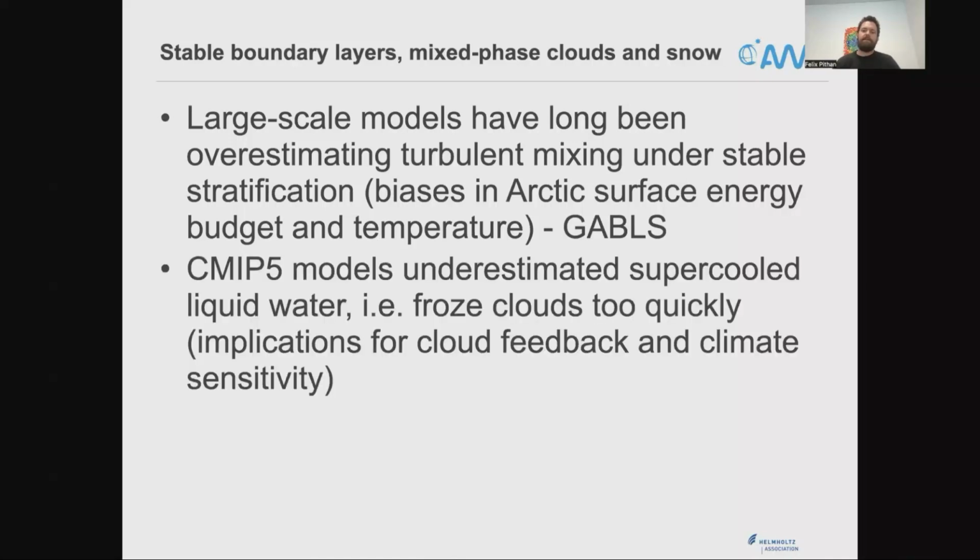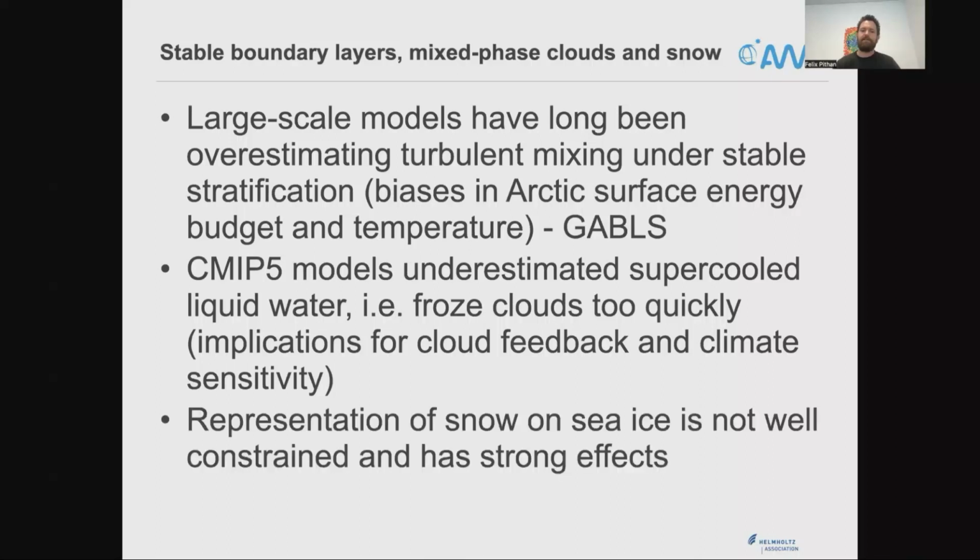CMIP5 models have tended to underestimate supercooled liquid water, so cloud condensate was frozen at too warm temperatures in these models. And we know that has important implications for cloud feedback and thus climate sensitivity. And the representation of snow and sea ice is not well constrained, and we've seen repeatedly that it has quite strong effects on near-surface temperatures and their representation in models.